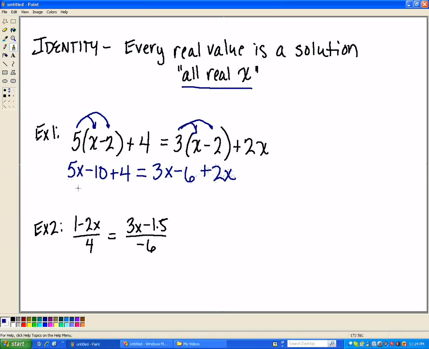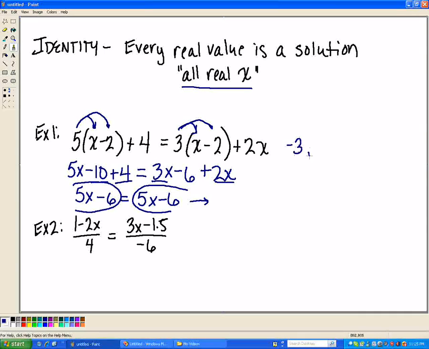We can combine like terms on each side. We get 5x. I've got a minus 10 and a positive 4, which gives me a minus 6. And on the right-hand side, I've got a 3x and a 2x, which gives me a 5x minus 6. And now look, our right-hand side and our left-hand side look exactly alike. They have to look exactly alike. And what that means is that every value we can think of for x makes this a true mathematical statement.